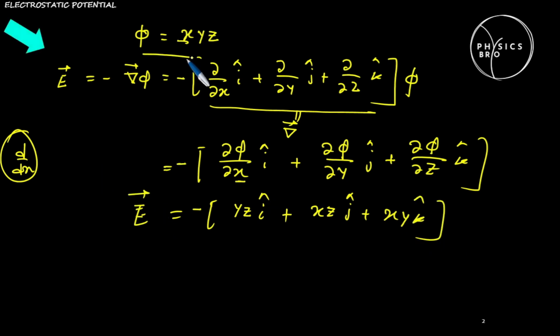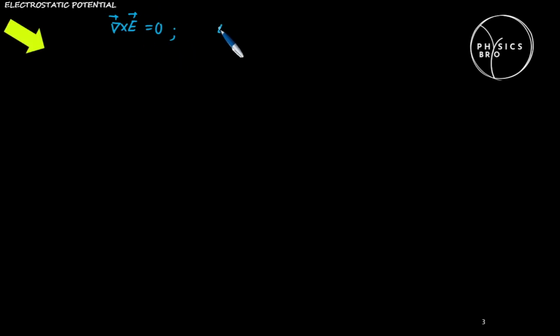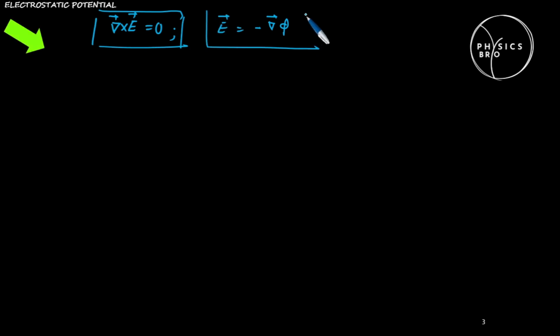If it is a scalar function, then you can do it very easily, isn't it? So what we have found is some mathematical description: vector E has the property that curl E is 0, and E can be replaced by minus grad phi. But what does it really mean? This is a mathematical idea, so we need some physical ideas too.